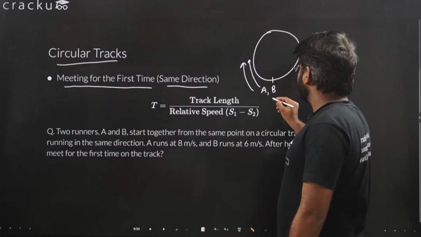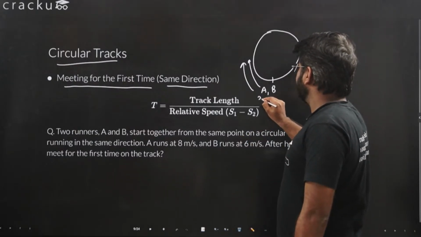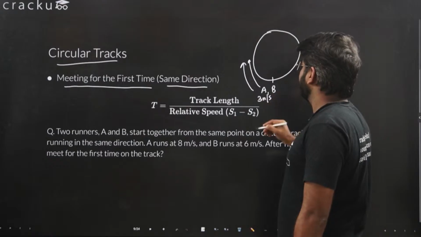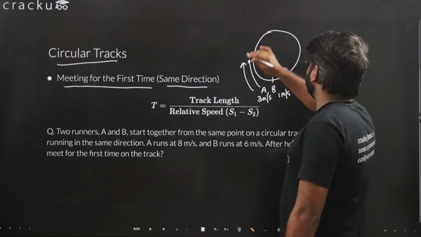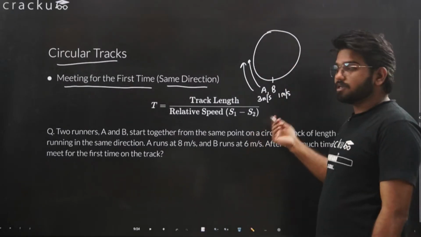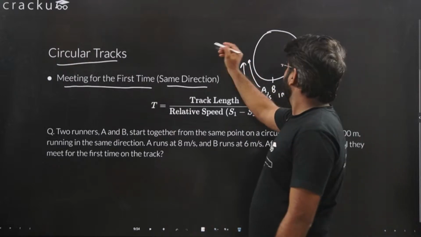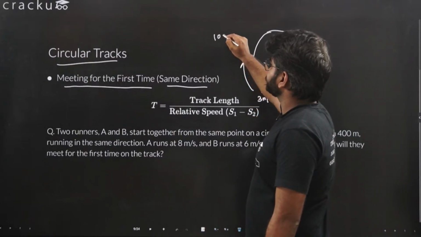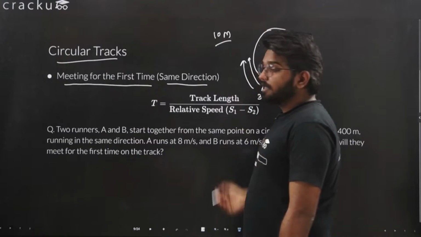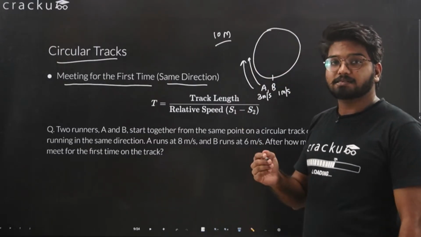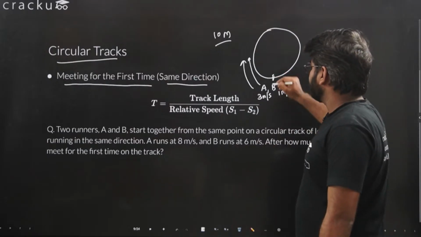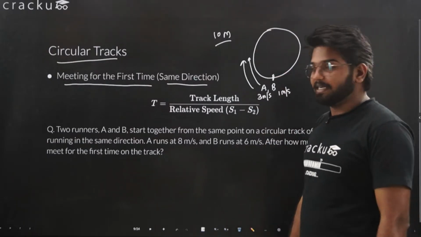Their speed, let's say for A, is 3 meters per second. For B, it is 1 meter per second. And the total length of this track is, let's say, 10 meters. Now how much time will it take for them to meet again when they are starting from this point? How will they meet?